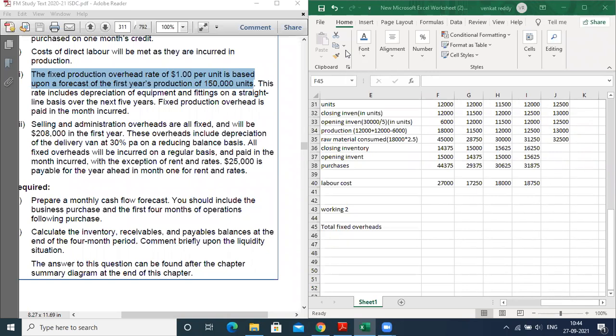So the expenses which we cannot directly relate to a specific department are known as indirect expenses. So these indirect expenses are known as overheads. I hope you understood. Is it clear?